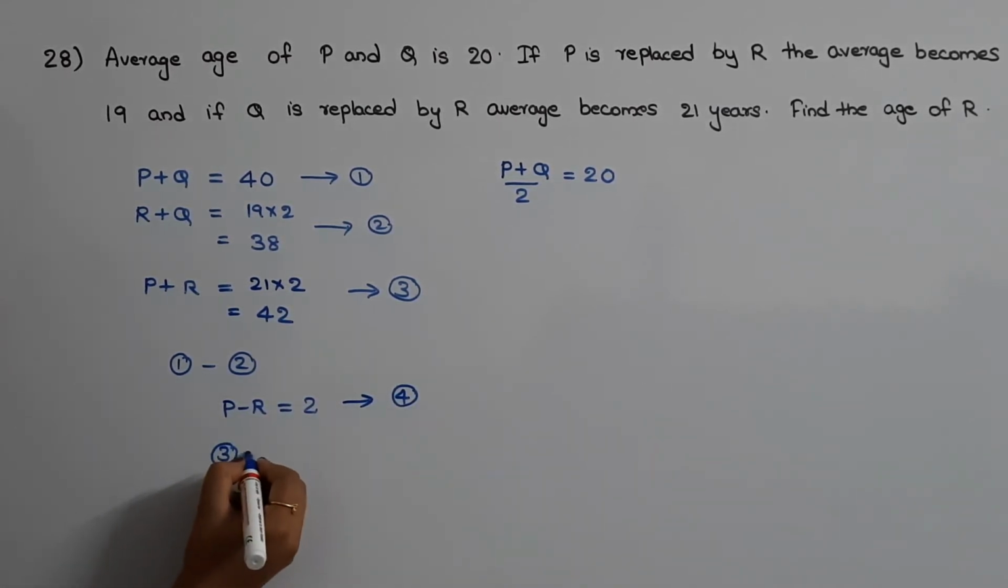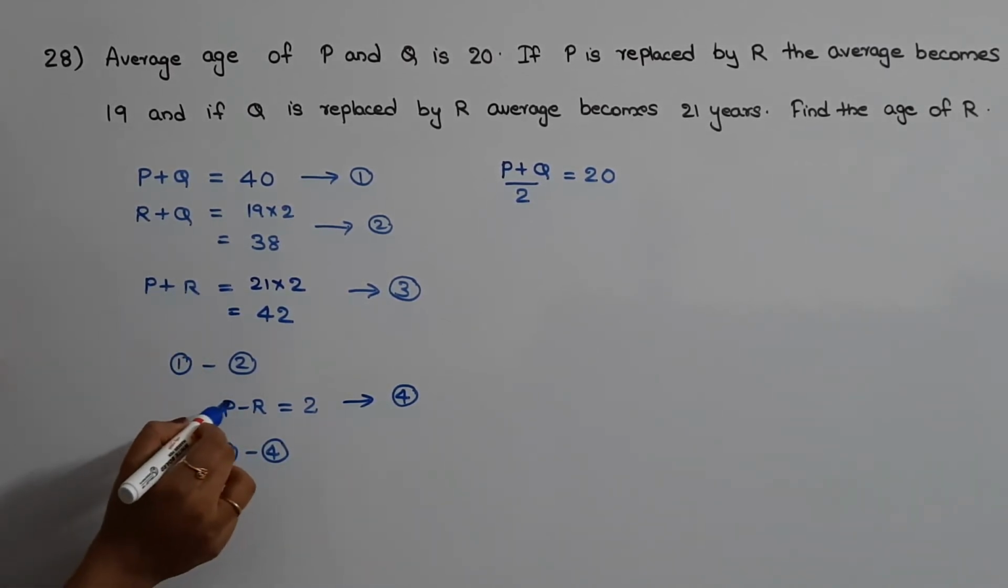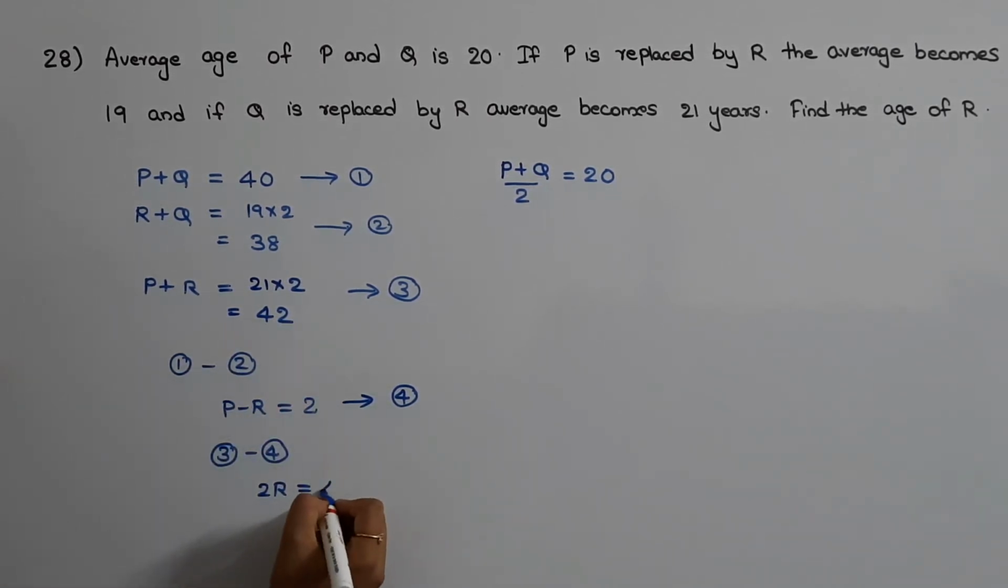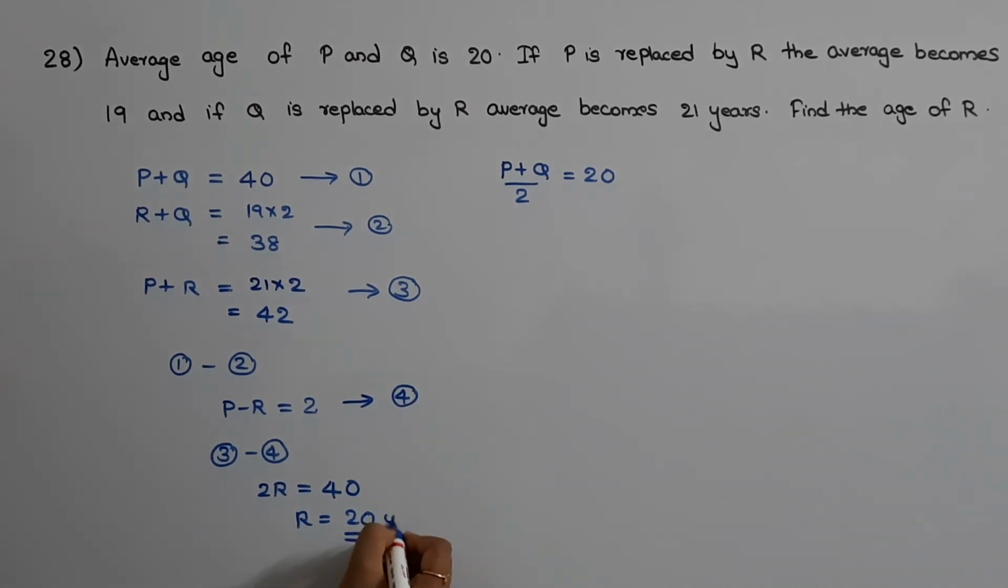Now let us consider this as the fourth equation. Subtracting 4 from 3, we will get P plus R minus P plus R, which is 2R, equal to 42 minus 2, that is 40. So from this R value will be equal to 20. Hence the age of R will be equal to 20 years.